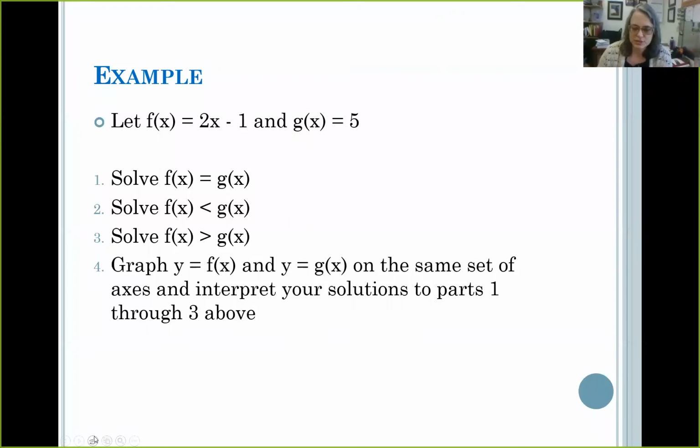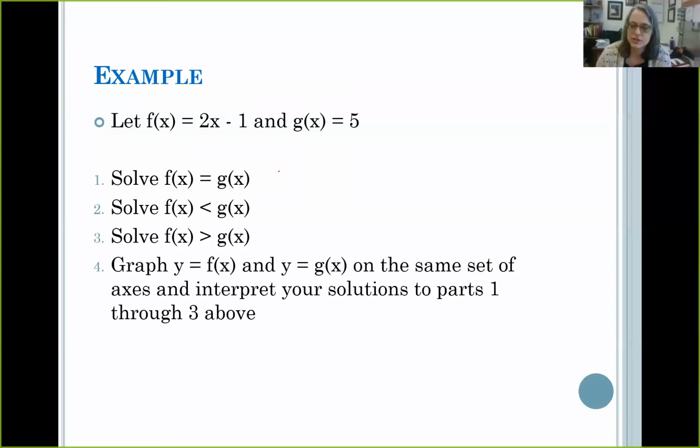We want to look at f of x equals g of x, so when are the two functions equal? F of x is less than g of x, and f of x is greater than g of x. So we can do this a couple of different ways. We can do it analytically, and let's just do that, and then we'll look at these solutions graphically.